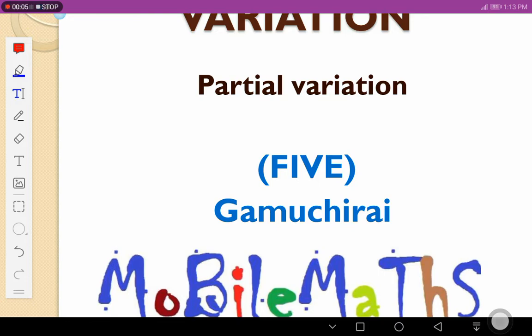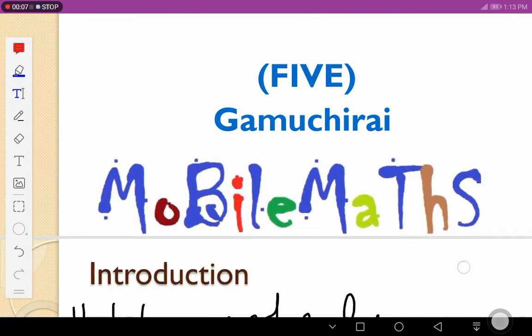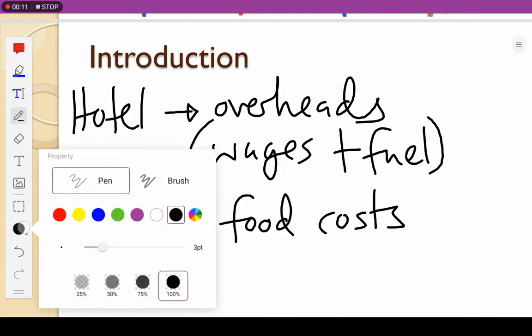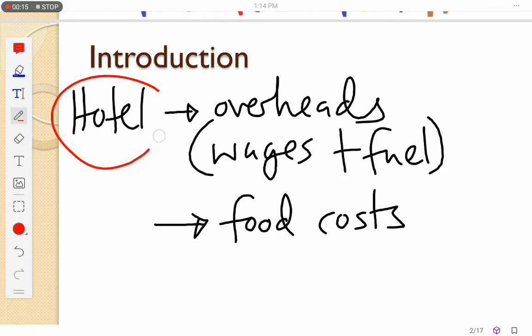Today we want to look at partial variation. So I'll introduce, let's say for example, we are in a hotel business. We have got a hotel and we're running a business. So in a hotel business, we can incur some costs on wages, fuel, food that is being fed to the people that visit the hotel. So let's look at, for example, the overheads of wages and fuel.